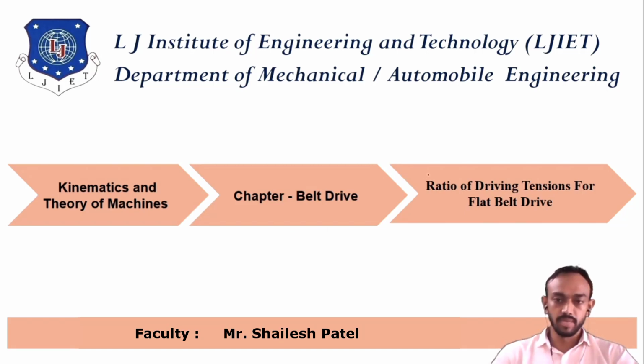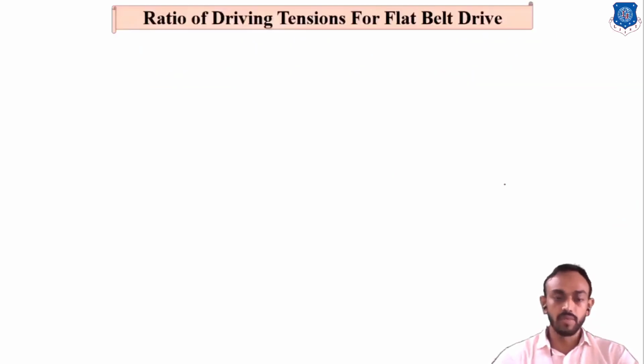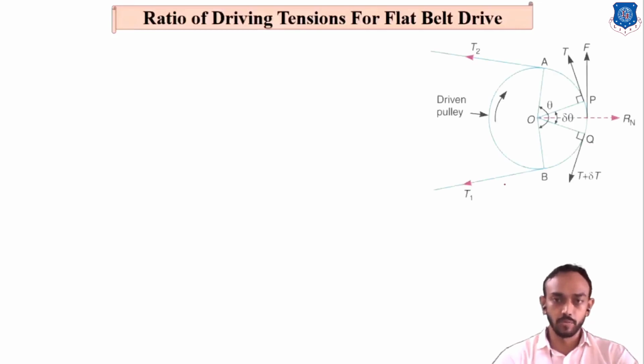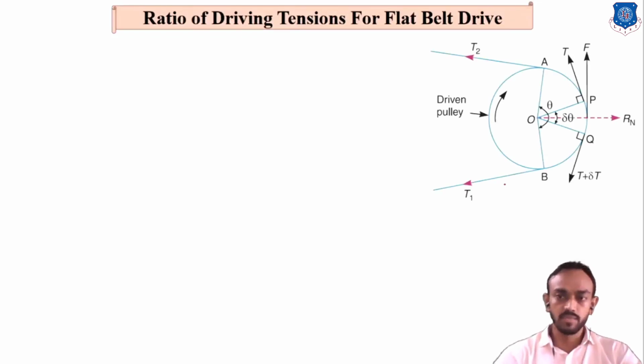Today we complete this theory: ratio of driving tension for the belt drive. We want to find the relation between T1 and T2. You can see this figure.